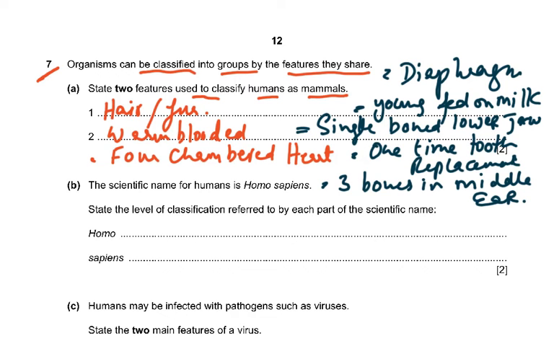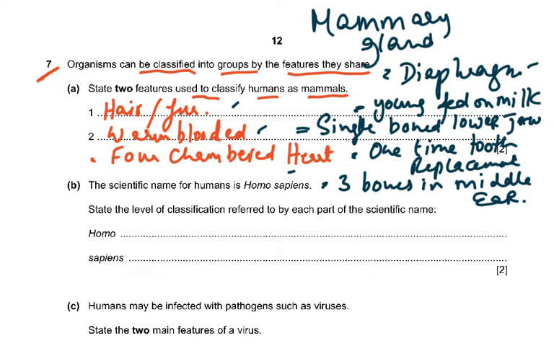You can see all the points here, or if you said fur, then warm-blooded and 4-chambered heart, then diaphragm, then young fed on milk, or the fact that they have mammary glands. M-A-M-M-A-R-Y. Mammary glands are the milk-producing glands. Or you had a single boned lower jaw, one-time tooth replacement, we lose our milk teeth and then we get the permanent teeth, and 3 bones in the middle ear. That's very typical of all mammals. But any 2 of these, you don't have to know all of these, you just have to know 2 of these.